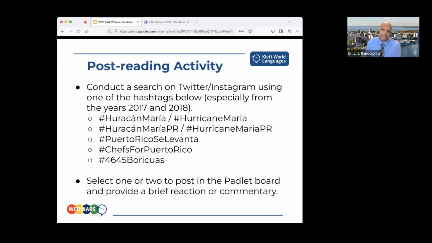A post-reading activity is to conduct a search on Twitter or Instagram using these hashtags and select one or two to post to the Padlet board or the discussion board and provide a brief reaction or commentary.